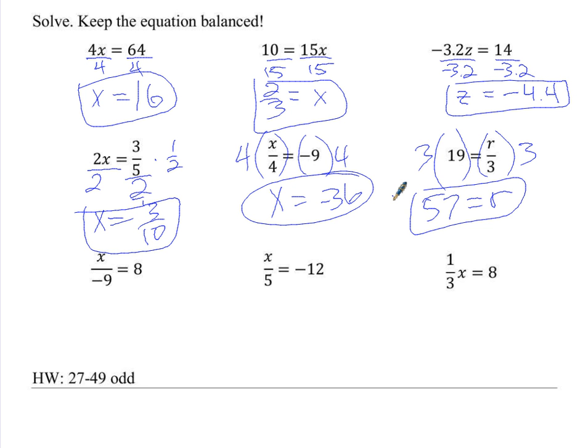Next line down, what am I doing? Multiply both sides by negative 9 because I am dividing x by negative 9 here. I got to undo that by multiplying both sides by negative 9. And notice how I write this multiplication going on the right-hand side. I'm using parentheses so that I don't accidentally subtract. I want to multiply. On the left, I get what? x equals. On the right, what do I get? Good. Negative 72.